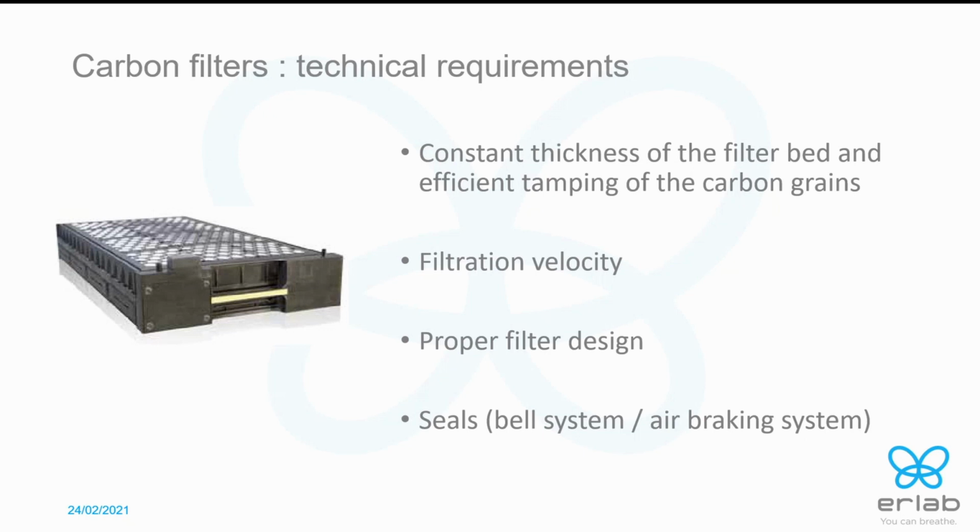The second is the filtration velocity. Basically, the filtration will be optimal if the air stream happens at a specific and defined speed. So you need to make sure that when the air goes against the carbon grains in the filters, it circulates at the right speed and a constant speed.